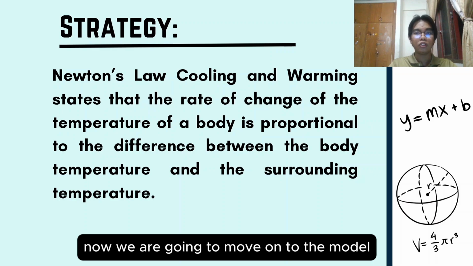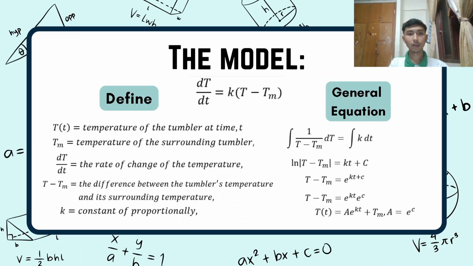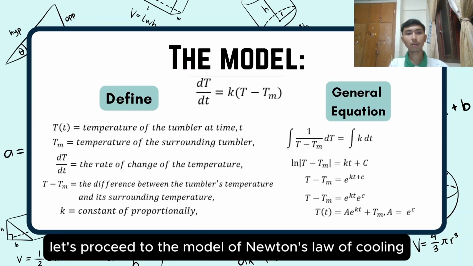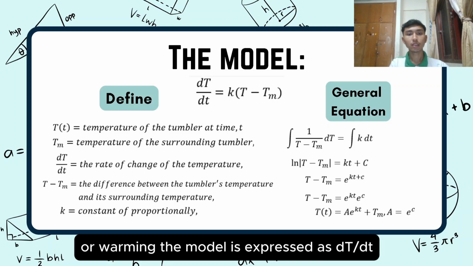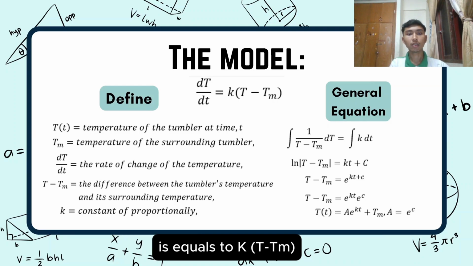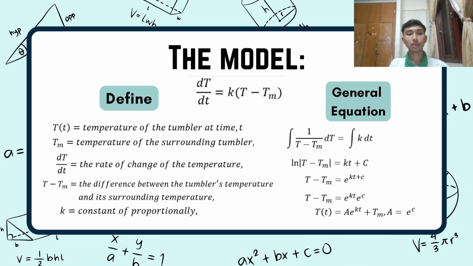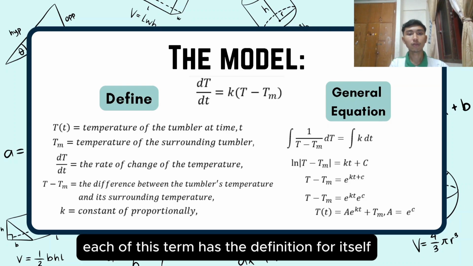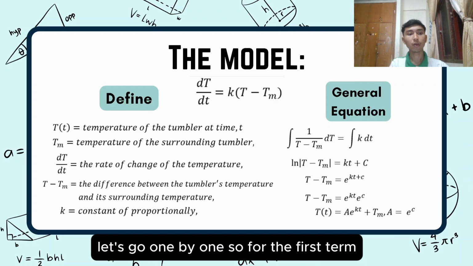Now we are going to move on to the model. So now let's proceed to the model of Newton's law of cooling or warming. The model is expressed as dT over dt equals k times (T minus Tm). Each of these terms has the definition for itself. Let's go one by one.